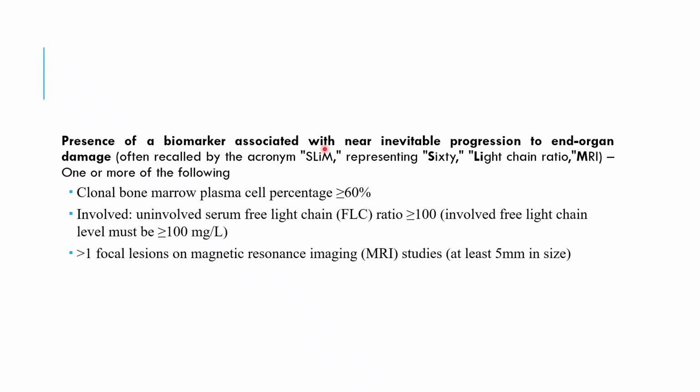So the SLIM criteria is good as compared to the CRAB criteria, because with these criteria we can predict multiple myeloma before end organ damage. We can pick it up early. We can treat, and there are so many treatments available now. So with these criteria, we can pick up the patient early.